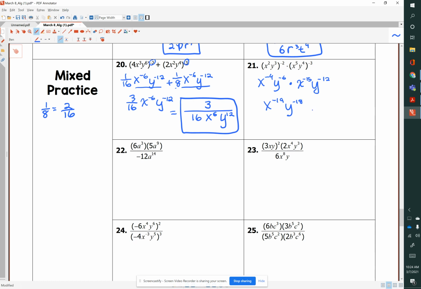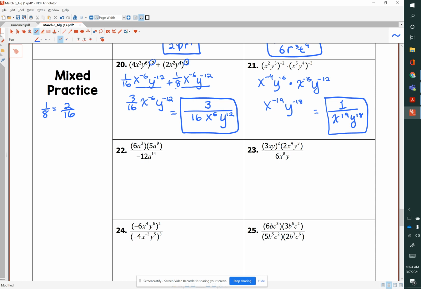And let's rewrite this using positive exponents. So we'll move those to the denominator. We need a numerator of 1. Let's start with x. X to the 19th, y to the 18th, under a numerator of 1.